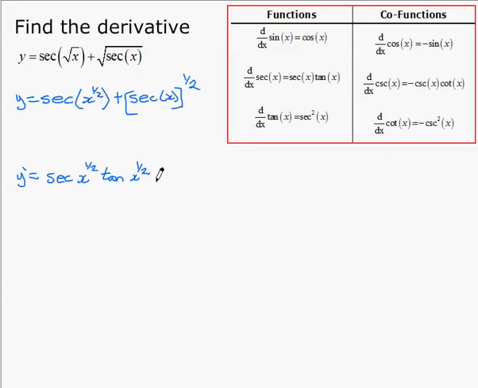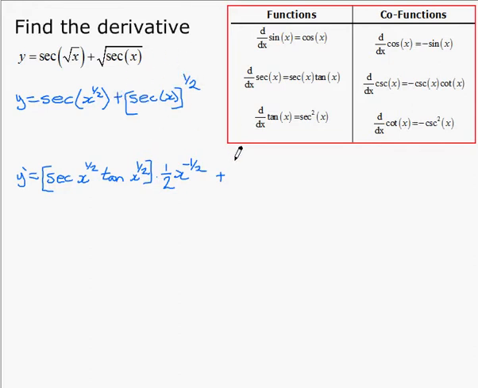Now we take times the derivative of the argument. So the derivative of x to the half is a half x to the minus half. So that's the derivative of this part. That's plus the derivative of this part. Now the difference here: the x had a half, here everything is to the power of a half.